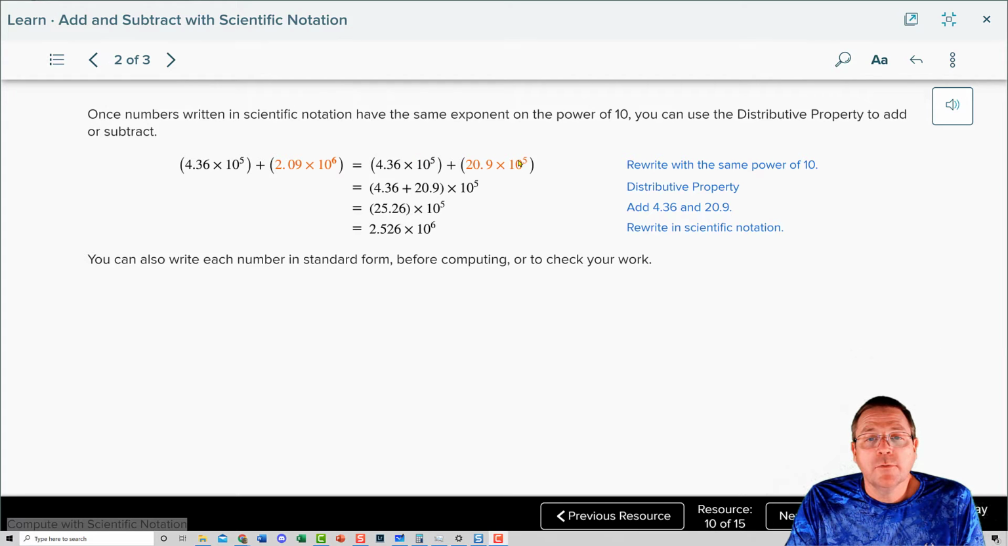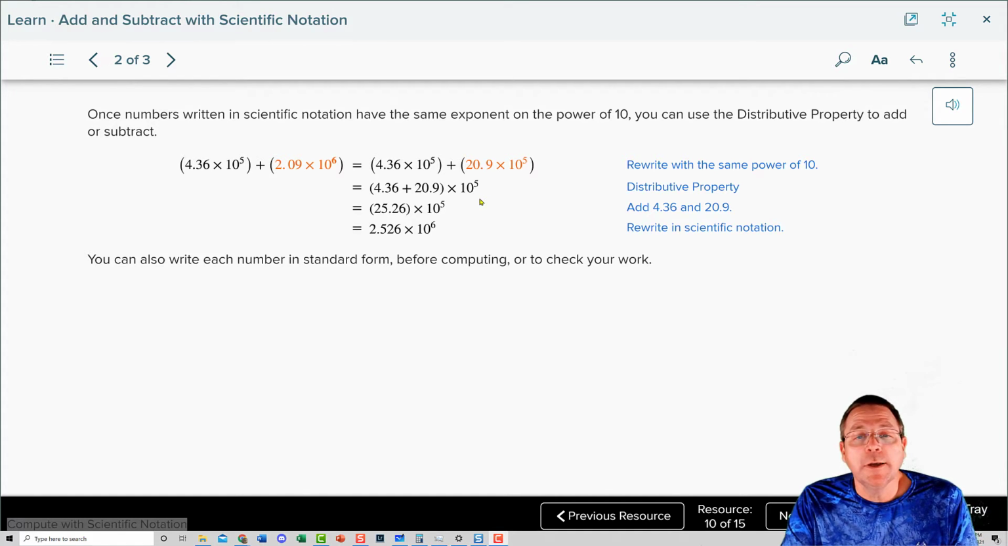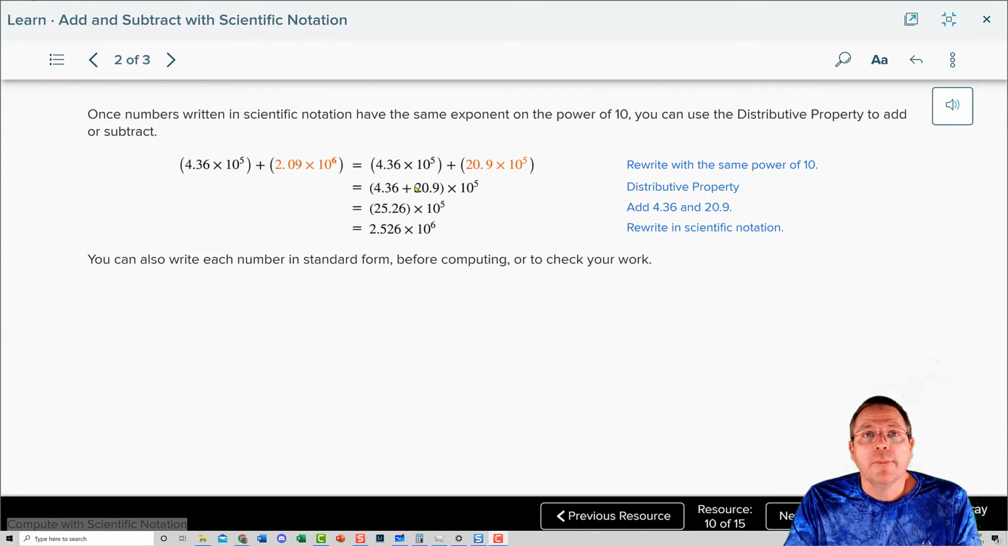Now we have 10 to the fifths on both, so we're going to pull the 10 to the fifths out using the distributive property. Yes, I know they haven't really taught that to you yet, but we're going to use it anyhow. And then the 4.36 and the 20.9 go together right here. From there, we're going to add to get 25.26 times 10 to the fifth. And now we have to change it back to scientific notation, which means that decimal has to be after the first digit. And when you move a decimal left, your exponent value goes up, giving you 2.526 times 10 to the sixth for a final answer.